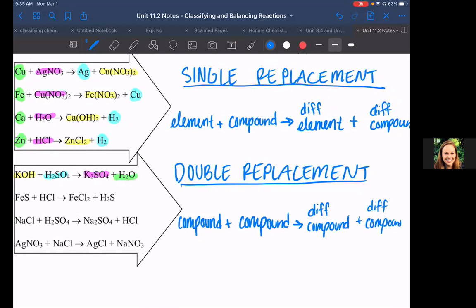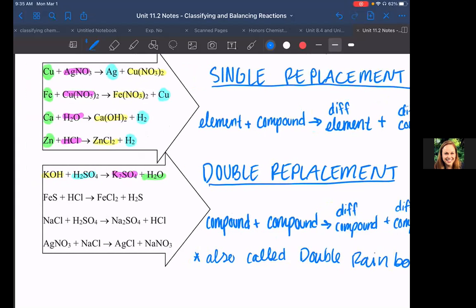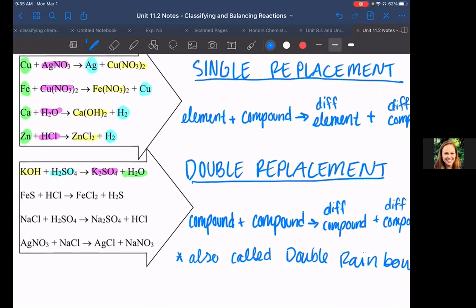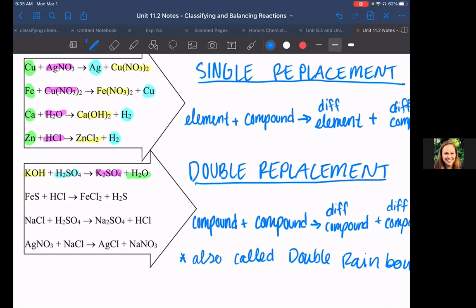Now, I give these reactions a nickname. I also call them double rainbows. So double replacement, double rainbow. I will show you why. If we think about the 2 different parts that make these things up, I'm going to use the bottom one as an example. We have our silver nitrate and our sodium chloride. Those are our 2 reactants.